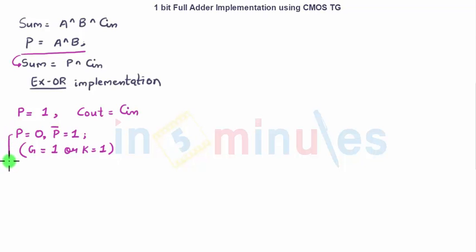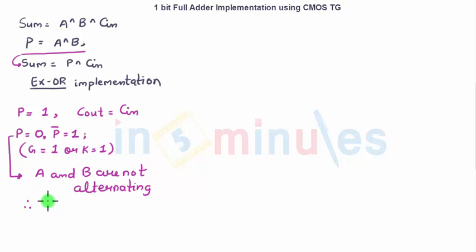Let's see what will happen when my propagate is equal to 0. When propagate is low, it says that my A and B are not alternating. If they both would have been alternating, meaning one of them would have been a 1 and the other one would have been a 0, then my propagate signal would have been high. But that's not the case. Propagate signal is low, so both are not alternating. This gives us a very important realization. That means A is equal to B.